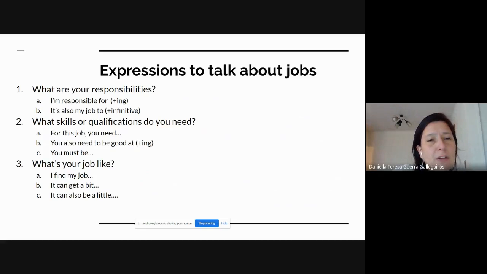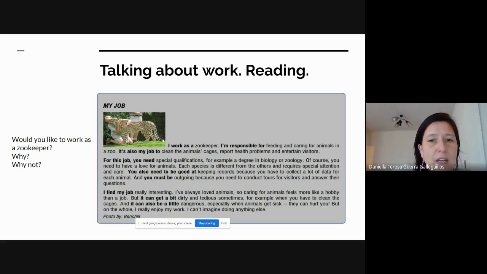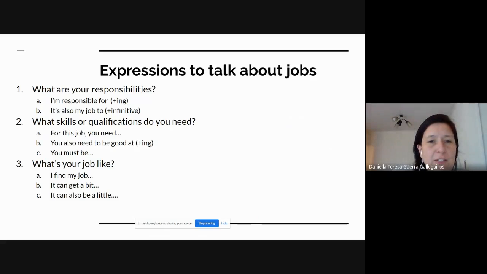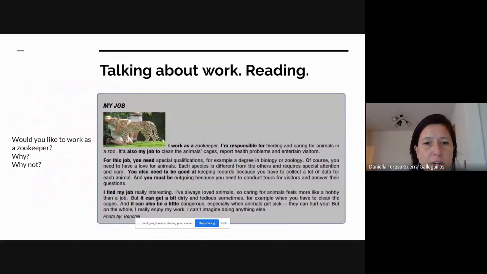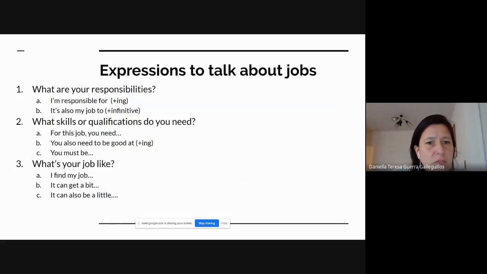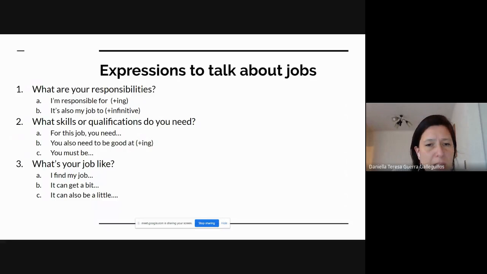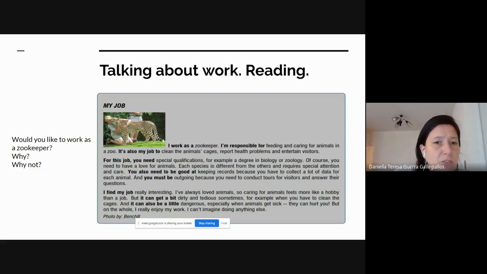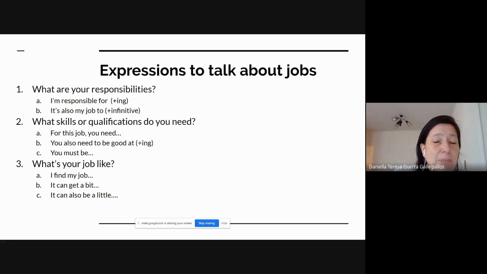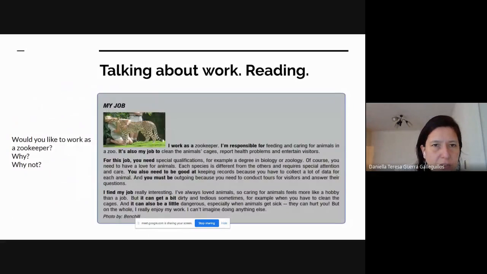I'm responsible for with a verb with ing. What was the sentence here? I'm responsible for feeding and caring for animals. It is also my job to with an infinitive. It is also my job to clean the animals' cages. About skills or qualifications for this job, you need special qualifications. You also need to be good at keeping records. You must be outgoing. What's your job like? I find my job really interesting. It can get a bit dirty. It can also be a little dangerous.